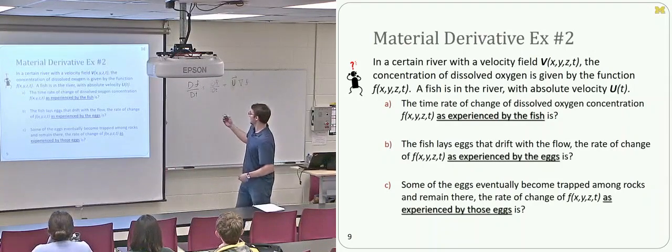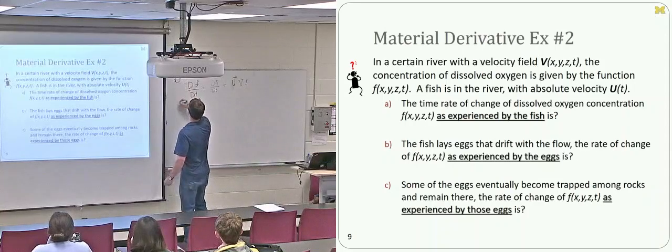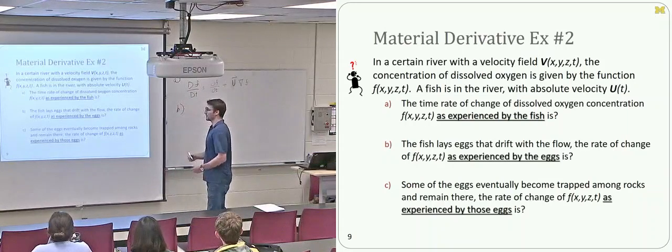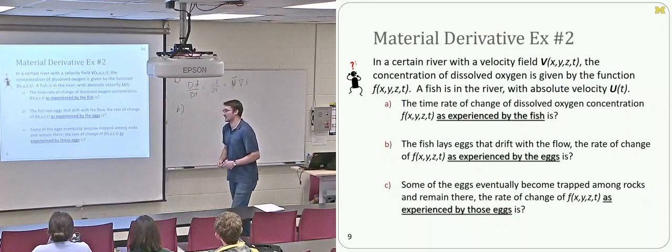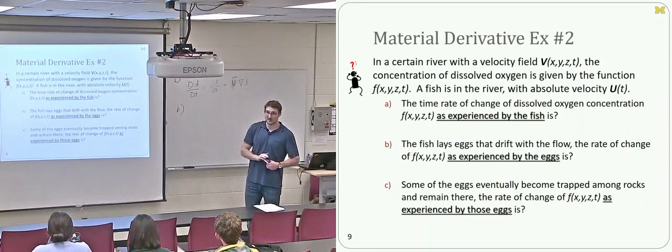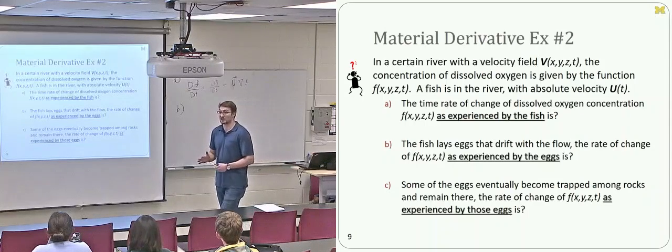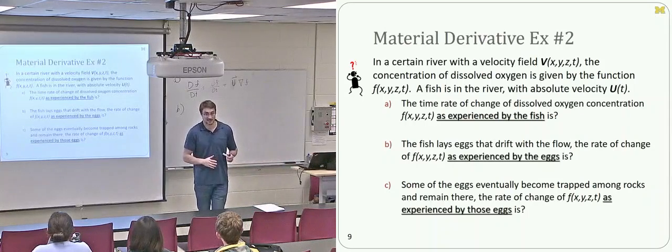All right. So A. Good. So we got B. Let's say the fish lays eggs that drift along with the flow. Now, what is the rate of change of the dissolved oxygen as experienced by the eggs?